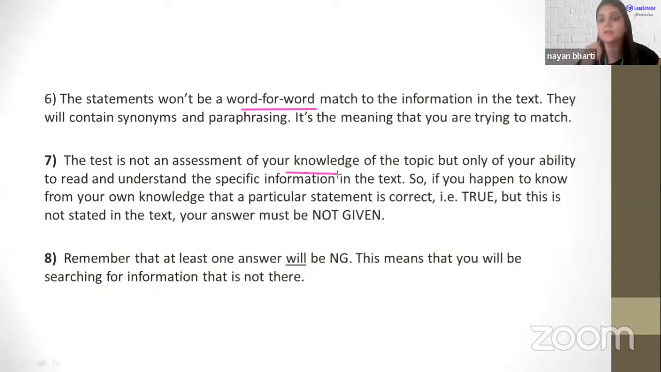The moment we start using our knowledge, we go wrong with the not given and false part. So be very careful that you don't use any of your knowledge. Whatever is mentioned in the paragraph or in the passage, that is only going to help you out. Okay.